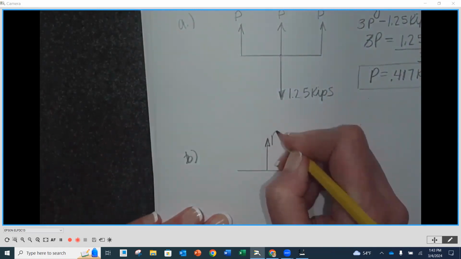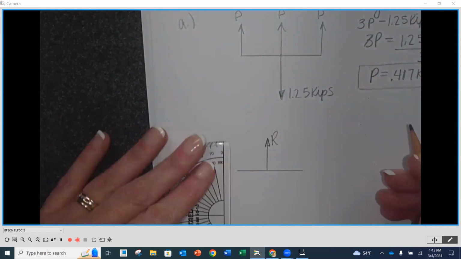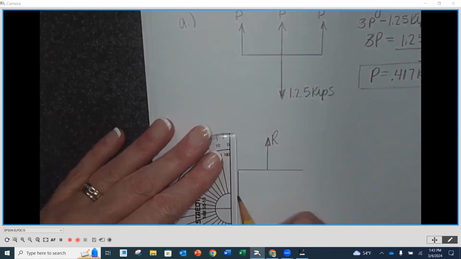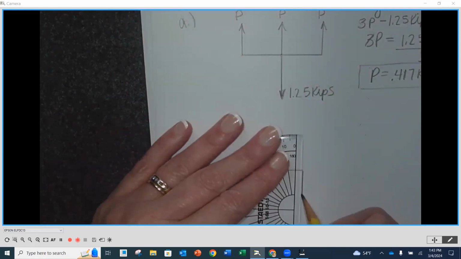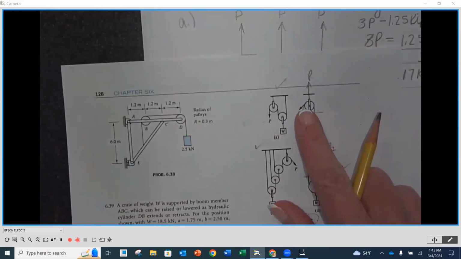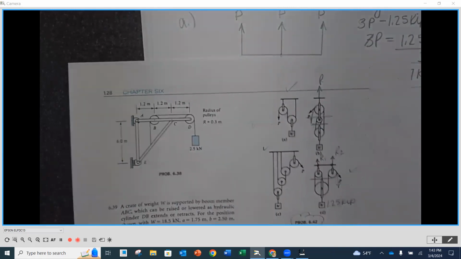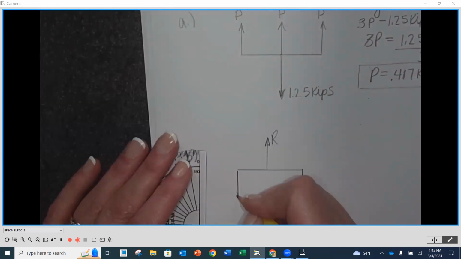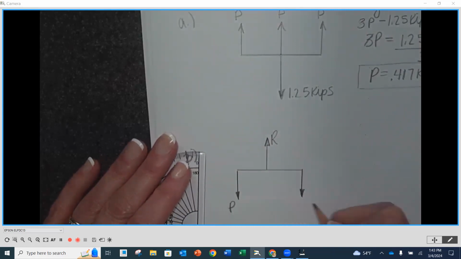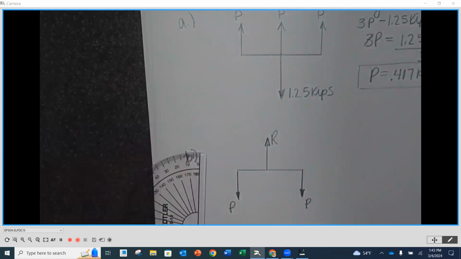Now the first one on the left-hand side and the right-hand side, those are going to represent either side of the larger pulley closest to the ceiling, okay? So I'm going to have this one and this one, and I know this is P, and I know that's also equal to P because they're the same strand going over the top.